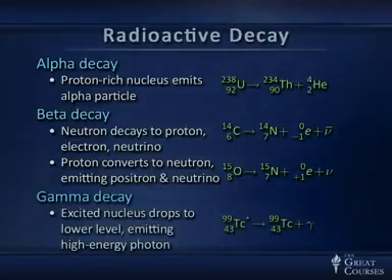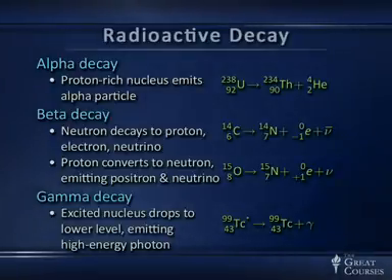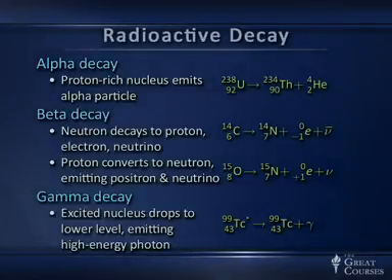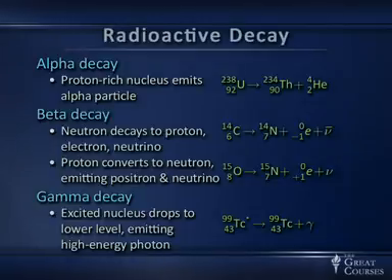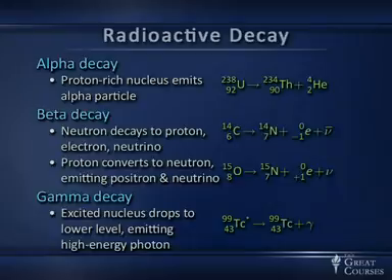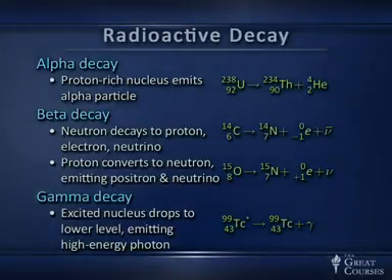Gamma decay occurs when a nucleus gets excited in a way analogous to the way an atom can get excited by its electrons rising to higher energy levels. The excited nucleus drops to a lower energy level, emitting a high-energy photon, also called a gamma ray. The nucleus itself hasn't changed. All it's done is shed some energy. So it's written on the left with a star to show it's excited, and on the right without the star. And this is the decay of technetium-99, which is widely used in medical radioisotope imaging, for example.